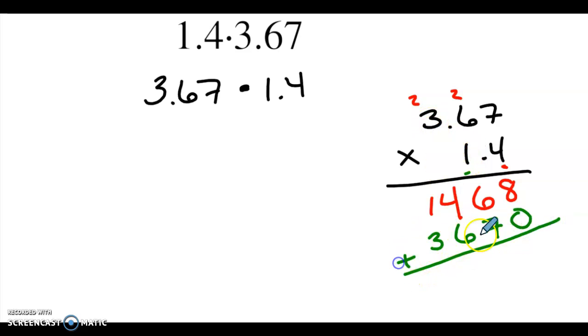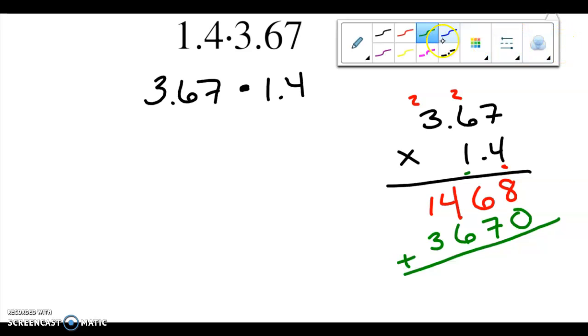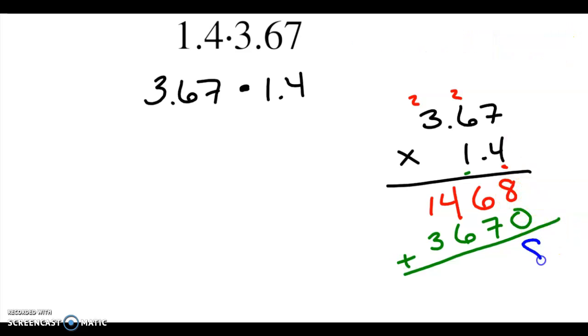All right, now we're going to add. Make it a different color. 8 plus 0 is 8. 7 and 6 is 13. Carried my 1. 6 and 4 is 10, plus 1 is 11. Carried my 1. 3, 4, 5. Now, can you tell me where the decimal goes?